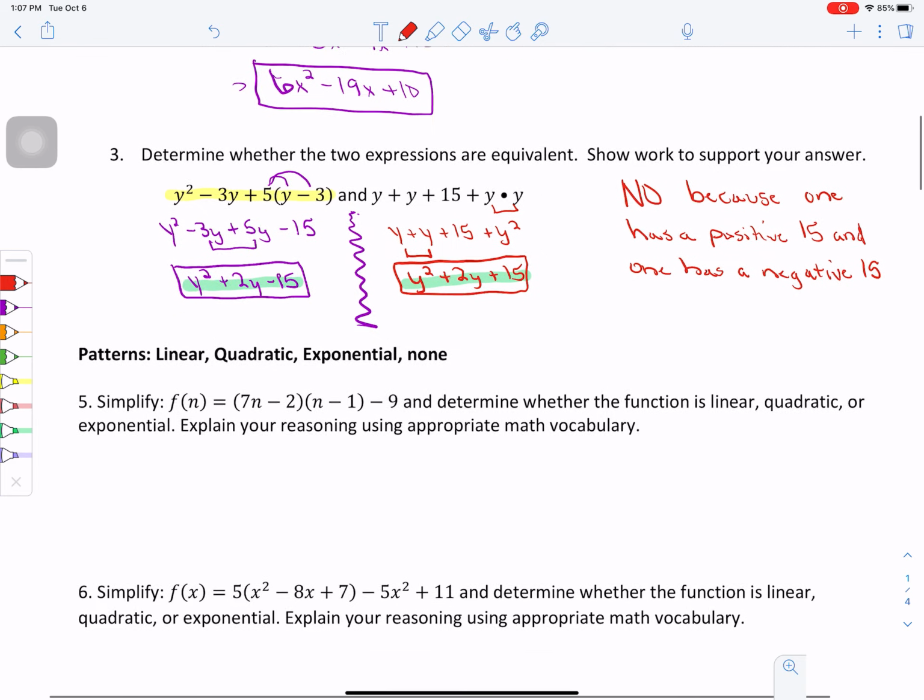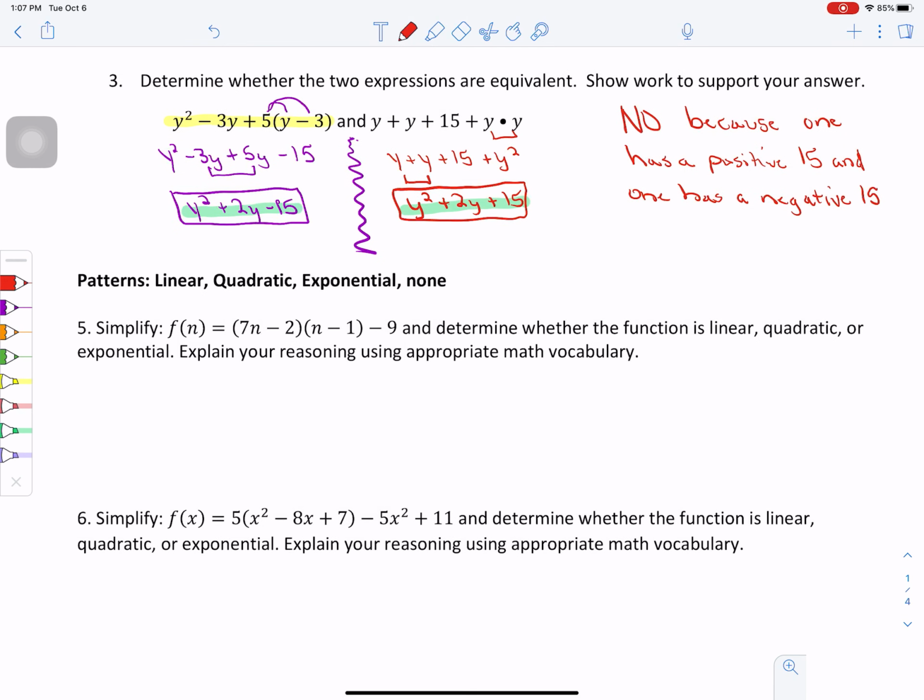Okay, the next section we're going to be talking about is we're going to simplify, and then we're going to just decide whether it's linear, quadratic, or exponential. Remember, linear, the highest degree is 1. Quadratic, the highest degree is 2. And exponential has an x in the exponent. And if it's not one of those, we're going to just simply say none. So before we can make any decisions, we need to simplify. So I'm going to just rewrite it down here. F of n is equal to 7n minus 2 times n minus 1 minus 9.